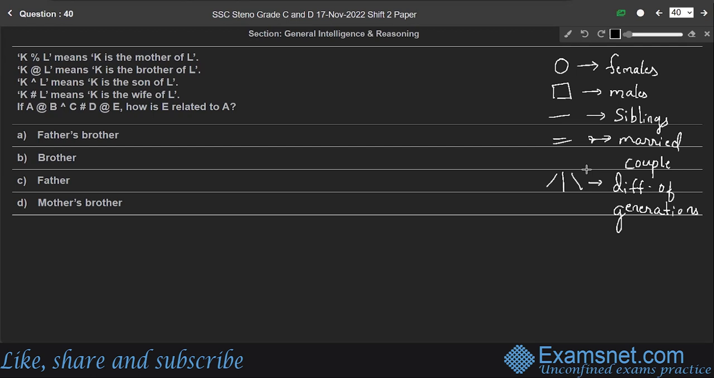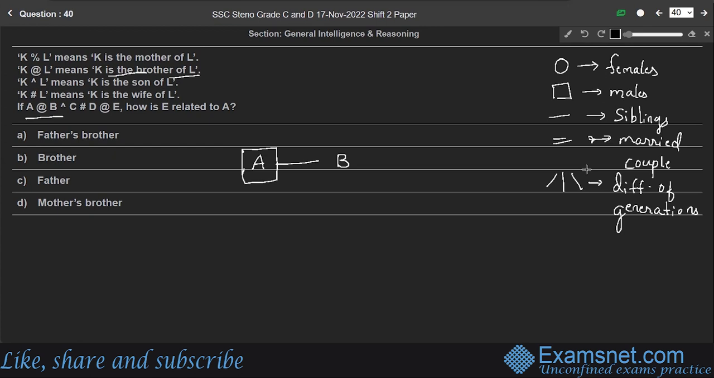So here the question is A at the rate B. A at the rate B means A is the brother of B, right? First person is brother of second person. Therefore, A and B are siblings. We use a single horizontal line for siblings. Since first person is brother of second person, first person is a male. We use square symbol for males, right?